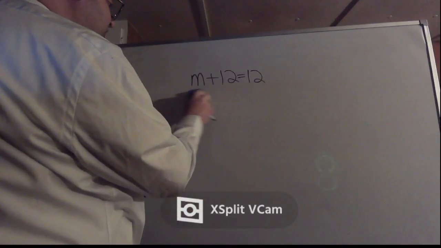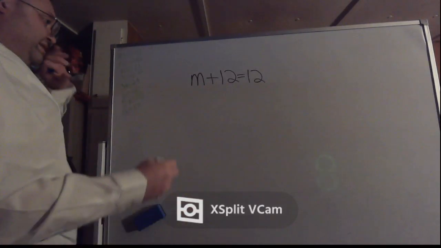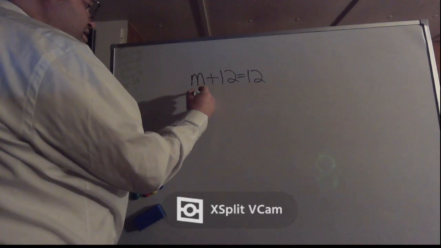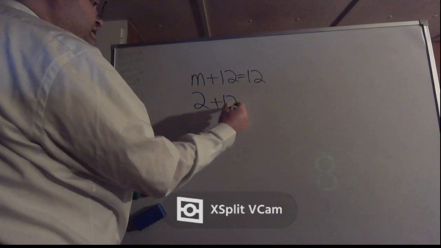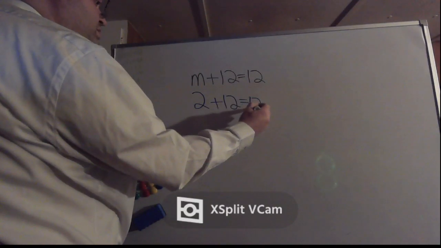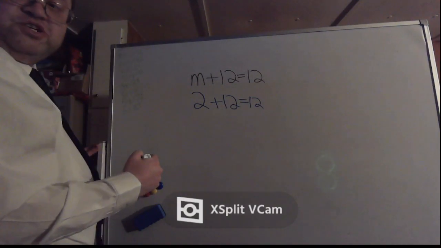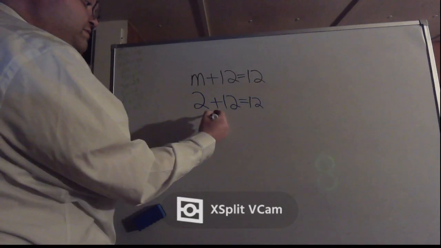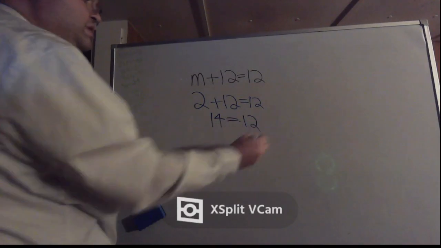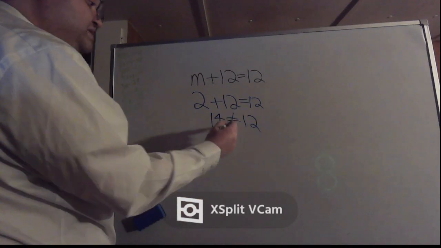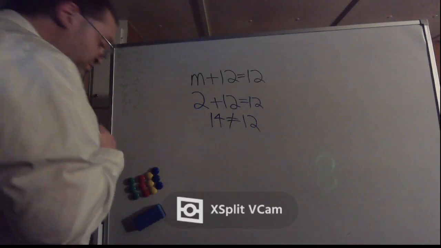Now let's not do that because I don't want to confuse it with being the answer. So let's put 2 in place of m plus 12 and see if that's equal to 12. Well, last time I checked, 2 plus 12 was 14. Does 14 equal 12? No, we got a false statement, so it certainly can't be 2.